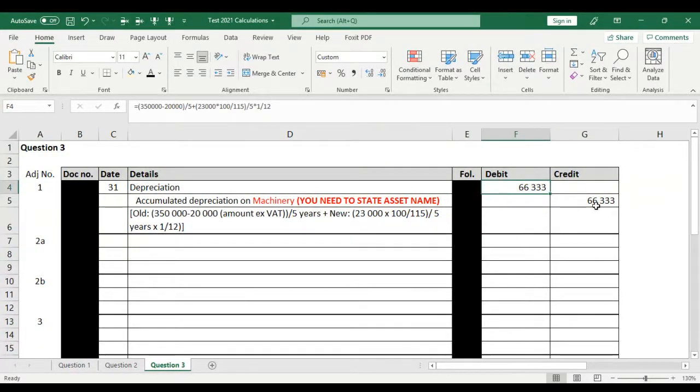And as you can see, the debit side and the credit side would be exactly the same. Okay, so when you do a journal entry, your debit and your credit, once that entry is done, should be the same. Otherwise, it does not balance. Okay, so let's move on to the second entry.